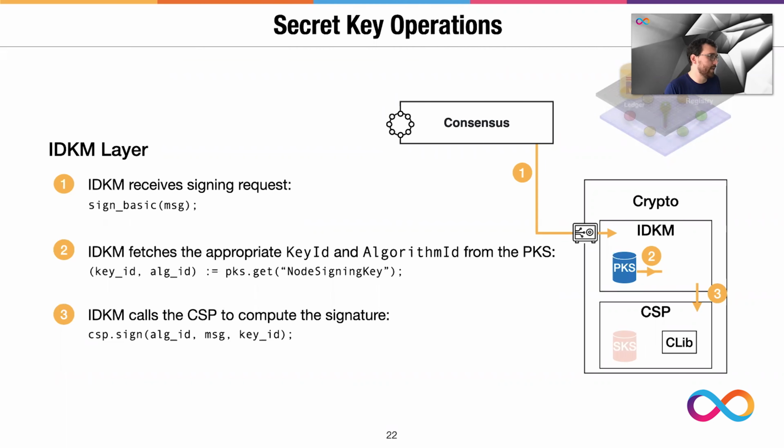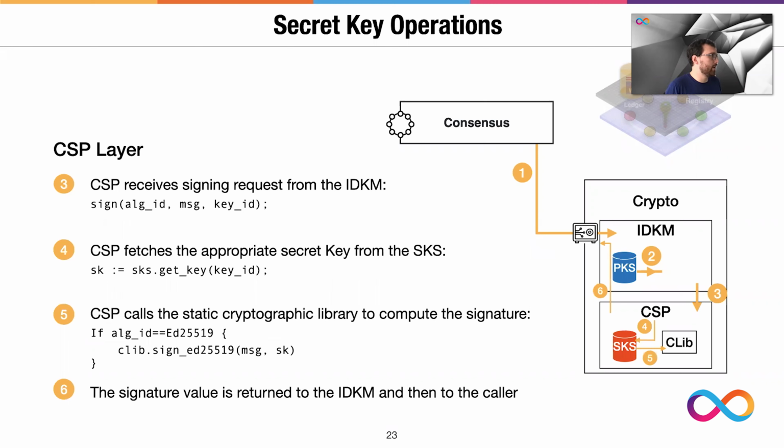And once it gets the key ID and the algorithm ID from the public key store, it can then call the CSP to actually perform the cryptographic operation. And in the CSP layer, in this case, we actually need to perform some secret key operations. So the first thing that the CSP does is retrieve this key from the secret key store using the key ID that was provided, and then call the cryptographic library for the specific algorithm that was also provided. And again, this is a static library that will just return the signature back to the CSP, which can then be returned to the IDKM and eventually to consensus, and then can be used in the rest of the protocol.